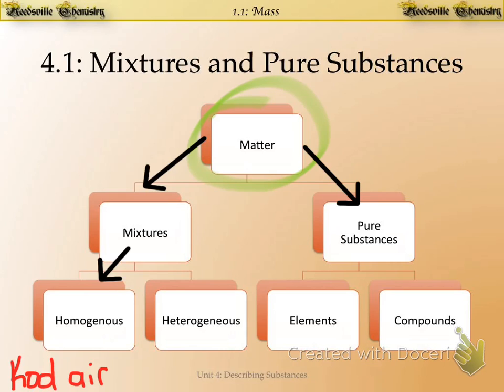We also have other types of mixtures called heterogeneous mixtures. A heterogeneous mixture would be like Chex Mix. You just have a mixture of different things, real easy to see the difference. Wood would also be a heterogeneous mixture, as you can see the different types of grains inside of the wood. On the other side of our tree, we also have pure substances, elements, and compounds.